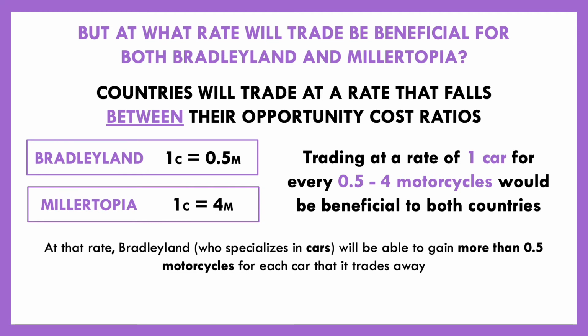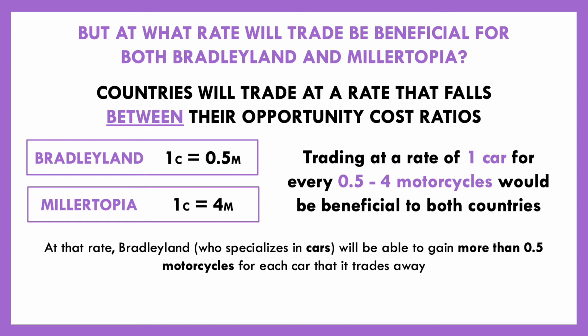If Bradley Land would want motorcycles on their own, they would have to give up half a motorcycle, right? Now here's what we see. By trading with Millertopia, Bradley Land can gain more than half a motorcycle for every car that it trades away. If they on their own were to stop making cars to try to get motorcycles, they would only get 1/2 of a motorcycle for every car that they gave up. But hey, for every car that they give up trading with Millertopia, if they get more than half that motorcycle, they're benefiting from it, right?